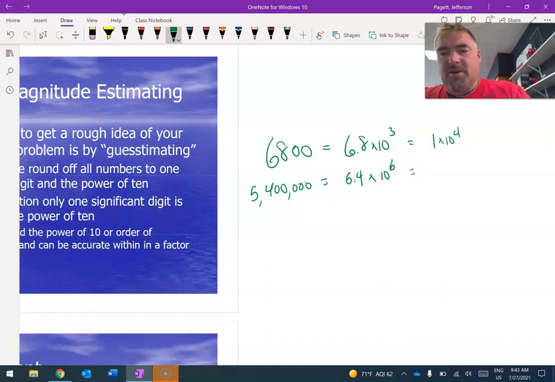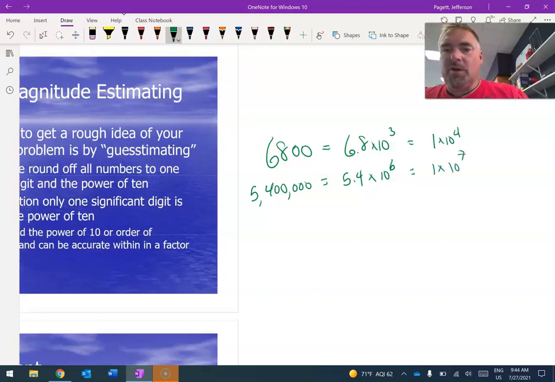I could do the same thing here, 5.4 times 10 to the 6th. This is also going to round up. That should be a 5. That's my fault. Bing, there we go. This is also going to be a 5. So we'll round this up. So this should be 1 times 10 to the 7th.